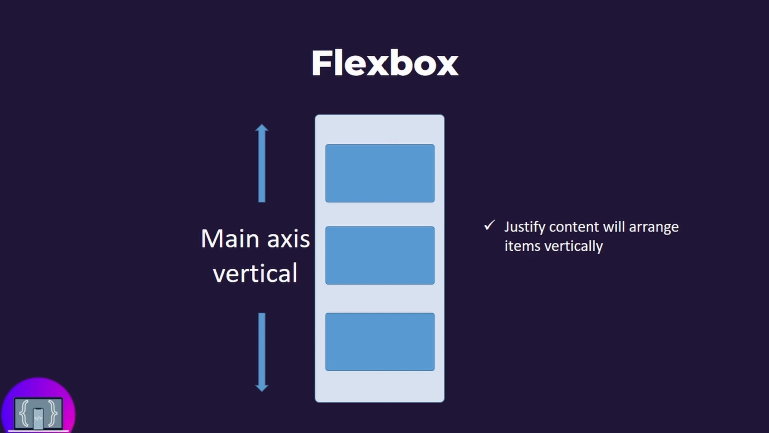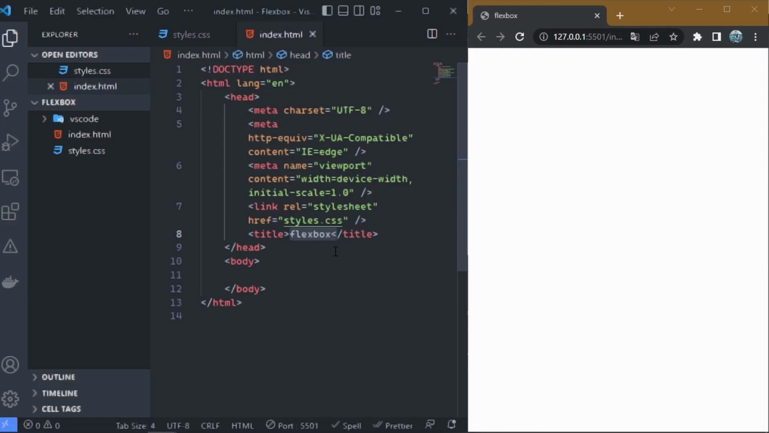So I've just gone ahead and opened an empty project in VS Code. So the body is empty. We just have a title of Flexbox, which is Flexbox here. We have a styles.css, which is presently empty, and this is our index.html.